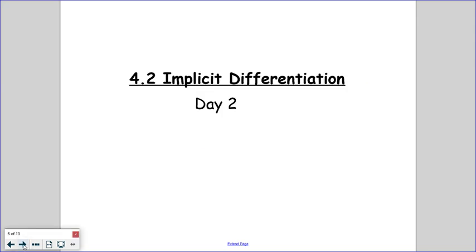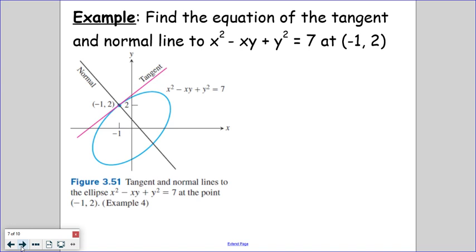All right, so continuing on within our implicit differentiation notes, 4.2, day 2. Kind of expanding what we did, now that we know how to use implicit differentiation, we can use that to do something like find the equation of the tangent and normal lines to a function, x squared minus xy plus y squared equals 7, and we want to find those lines at -1, 2.